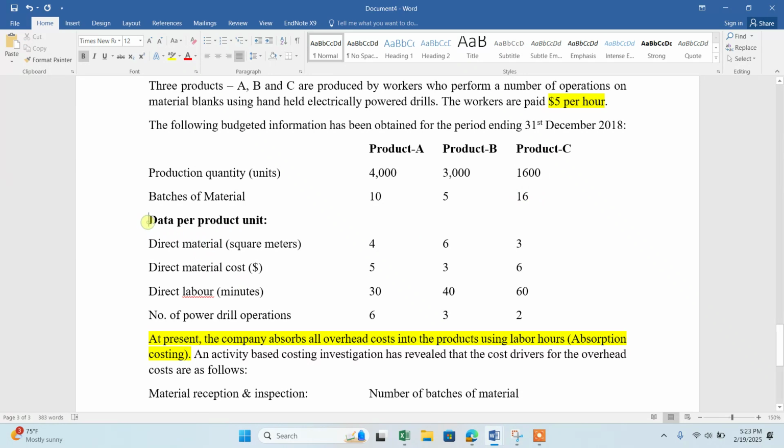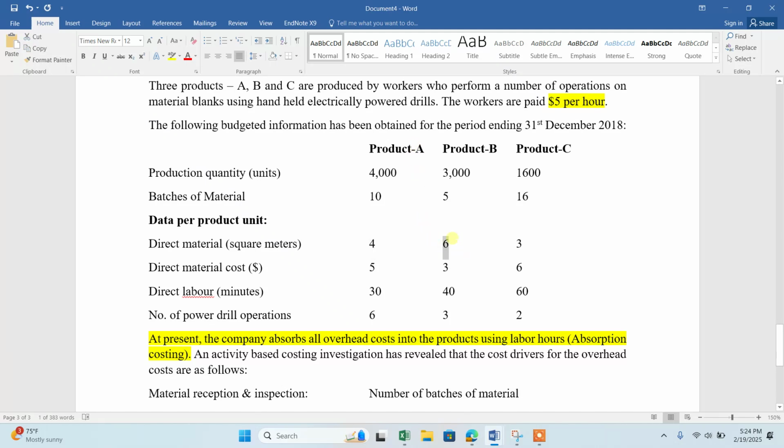Okay, my dear, the rest of the data is for the one unit. This one was for the total units produced. This one is now for the one unit. You can see the direct material in square meters. To produce one unit of A, we require 4 square meters. We require 4 square meters for direct material to produce one unit of A.